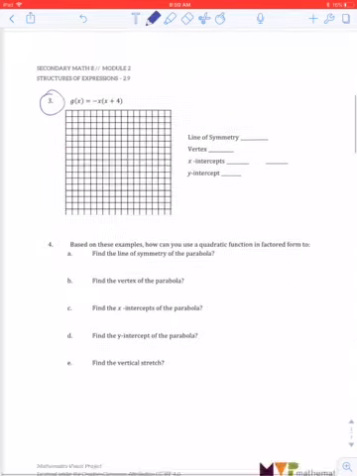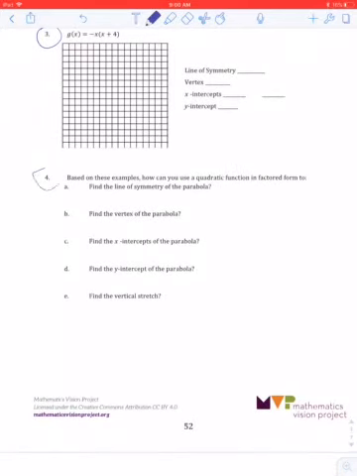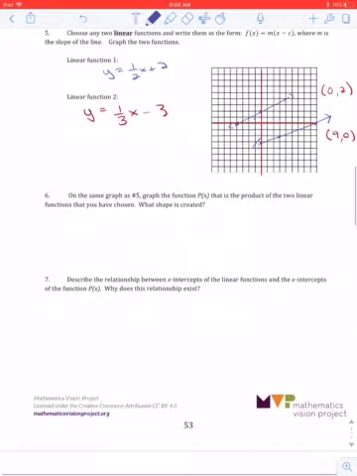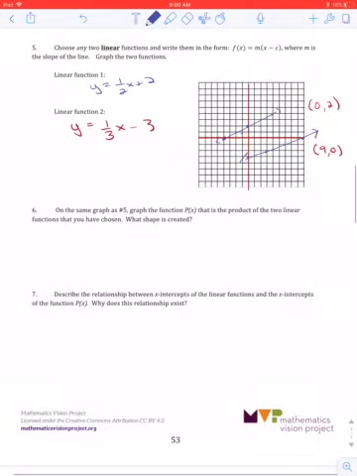So when the video's over, that's what you got to do for 2. That's what you got to do for 3. This is going to just tell you how to solve these kinds of problems. And then when you get down to number 5, it's going to have you choose any two linear functions and write them kind of in a strange form that you're not used to. Don't worry about that. Where m is the slope of the line.